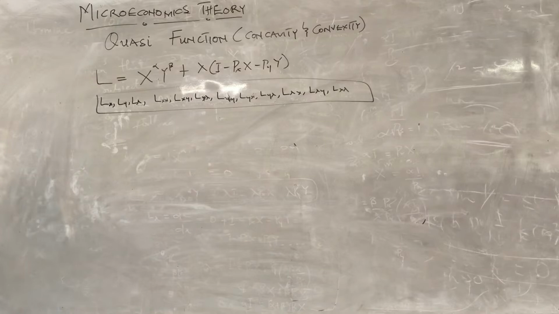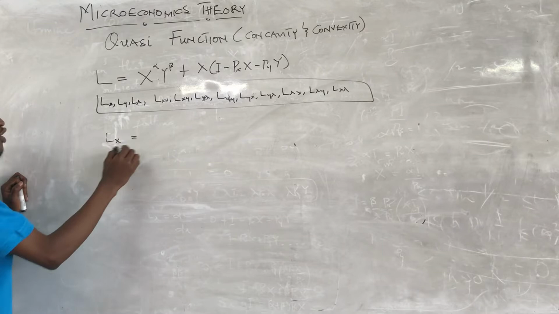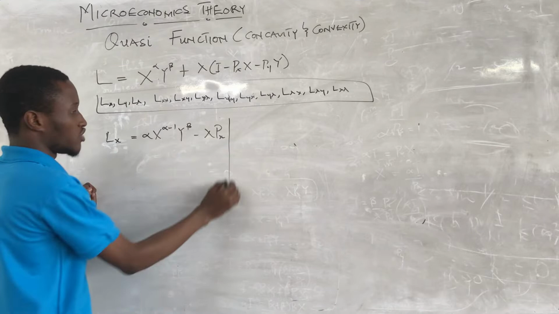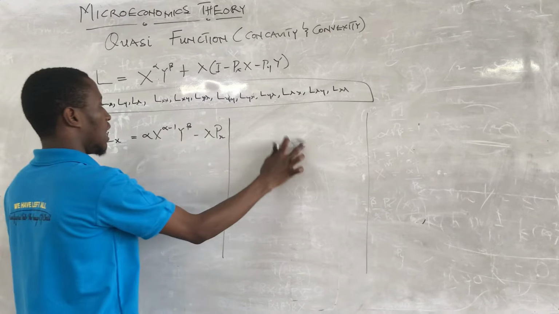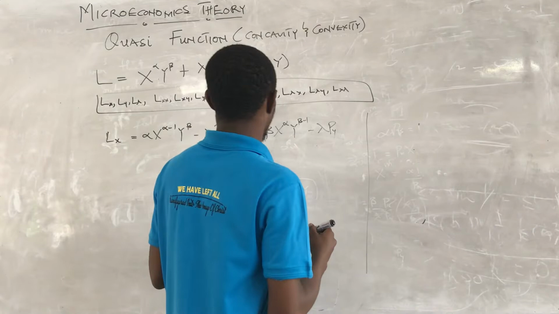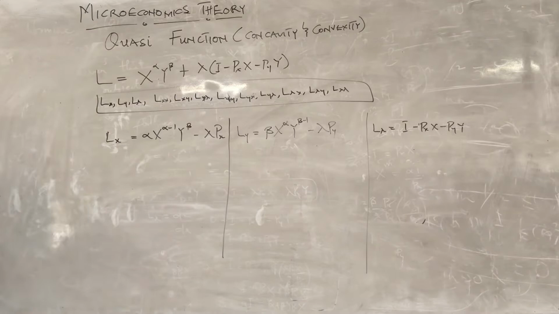From the Lagrangian approach that we did, we had our Lx, that is differentiating the Lagrangian with respect to x, to be equal to alpha x^(alpha minus 1) y^beta minus lambda Px. And we have Ly also to be beta x^alpha y^(beta minus 1) minus lambda Py. Then L lambda was I minus Px x minus Py y. Okay, so now we should find the second derivatives. So this is the first derivative.